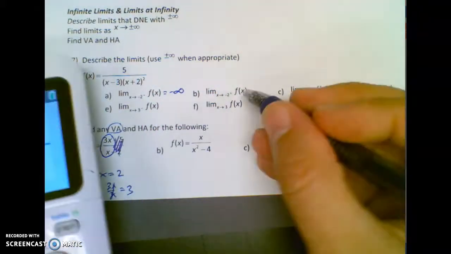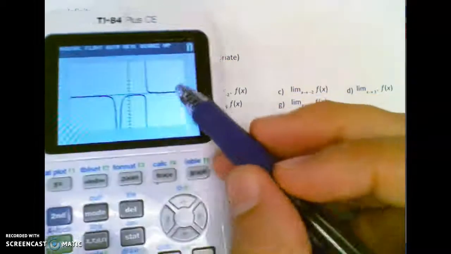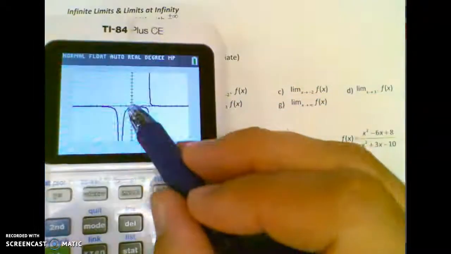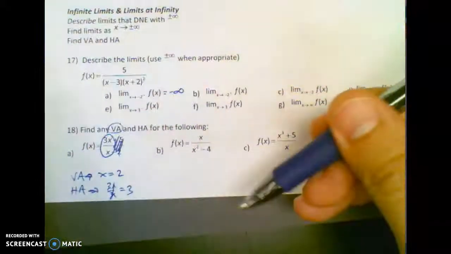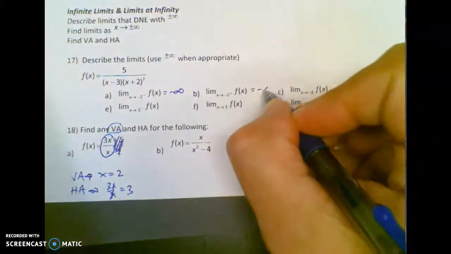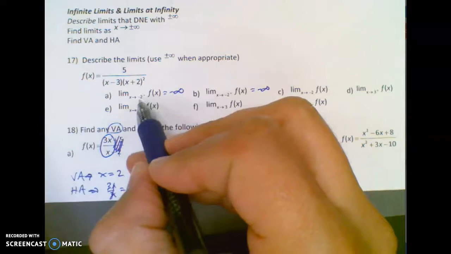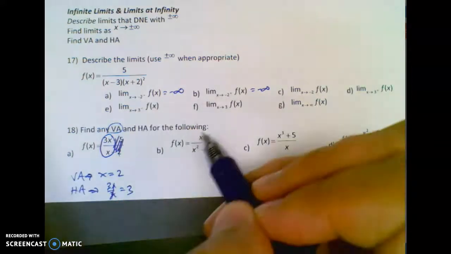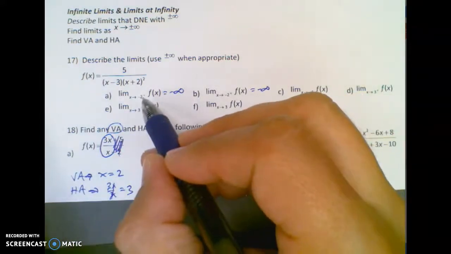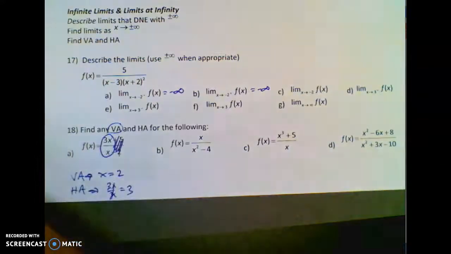Or if I went to negative 2 from the right, it would go down forever. That's negative infinity. Or you could just type in a number like negative 1.999, or a number slightly smaller like negative 2.01. So there's a recap.